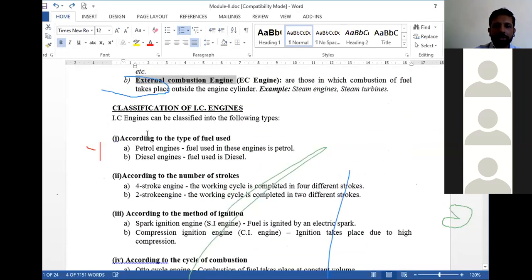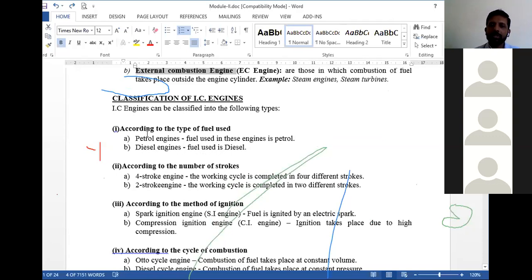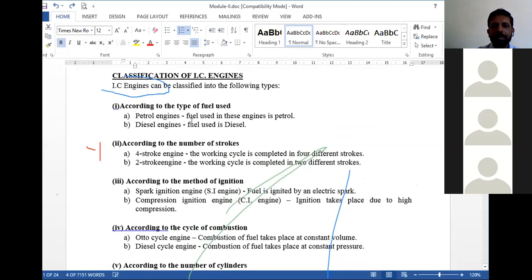The next one is about the classification of IC engines. As we have seen with the classification of turbines, in various ways the turbines can be classified. Similarly, an IC engine can also be classified in various ways. One method is based upon the type of fuel being used, whether petrol or diesel engine, or in modern days a gasoline engine, and the other one is the hybrid engine. So basically it is the petrol engine, diesel engine, gasoline engines, right?